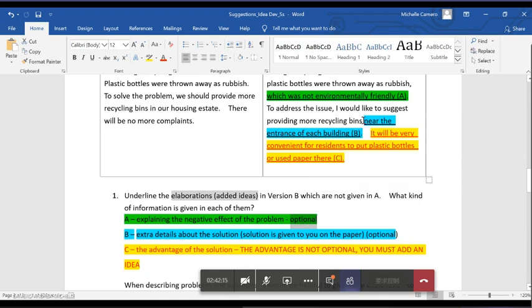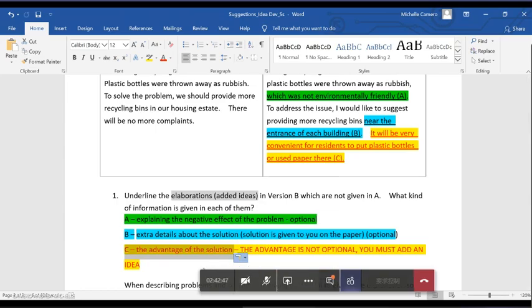Okay, then we have this idea in blue here, B. This is an example of adding extra details about the solution. So remember, the solution is given to you on the paper. If you want to add some more specific details or extra details about the solution, you can. Again, I said that you can, but you don't have to because it's optional. All right, then we have this down here. It will be very convenient for residents to put plastic bottles. That is the advantage of the solution. And that's what I say here. C is the advantage of the solution.